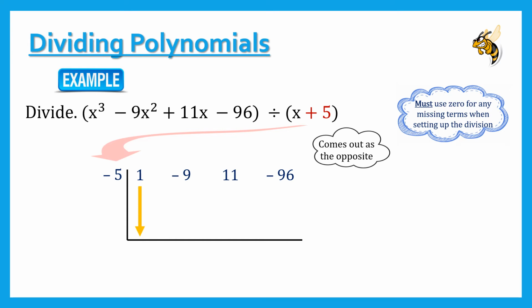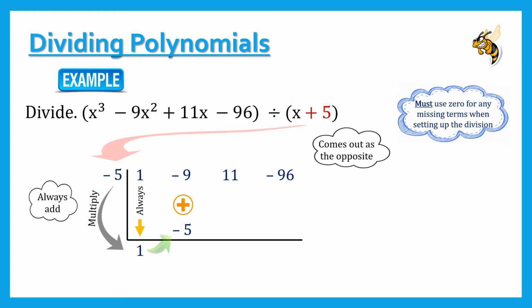The first number always comes down. Always. So if it was an 8, it will come down as an 8. If it's 100, it comes down as 100. Then we're going to take the outside and we're going to multiply the bottom. So it's going to be negative 5 times 1, which is negative 5. And that result goes inside. Remember, we're always adding. So therefore, it's going to be negative 9 plus negative 5, which is equal to negative 14, and that goes outside.